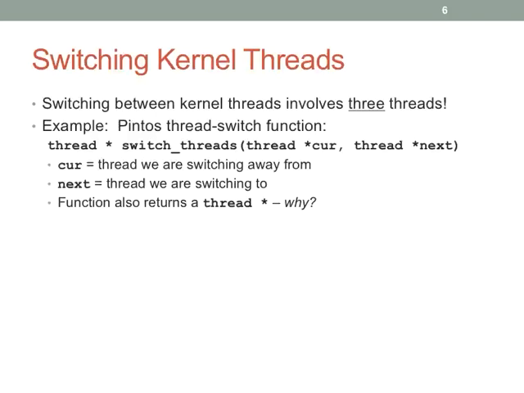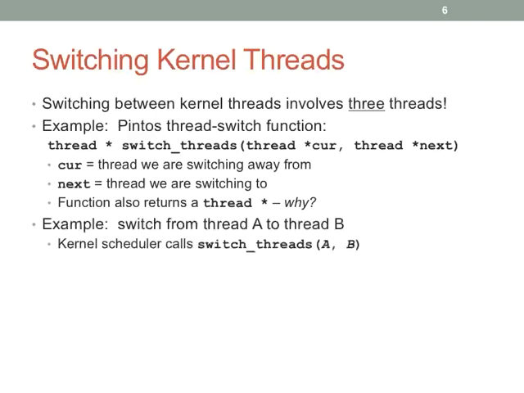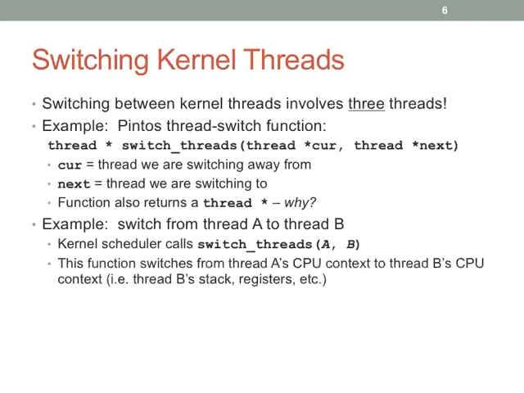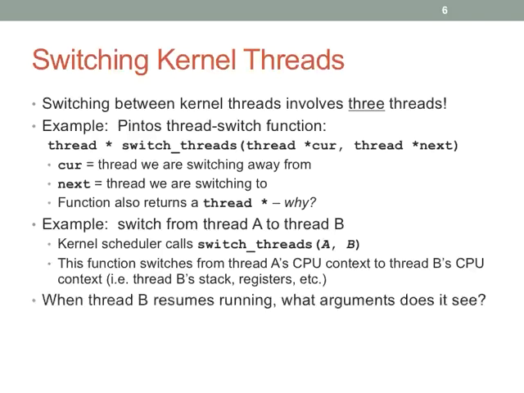Because remember, we have a certain machine context when we enter this function, and then when we leave, we're in a different machine context. So what does that other machine context have for switch threads? So notice I switch from thread A to thread B, so I call switch threads A, B. This is not necessarily exactly how the code would look, but we're just illustrating. And so the function switches from thread A's context to thread B's context, which means the stack changes, the registers change, and so forth. Now we're switching from one kernel stack to another kernel stack. We're still in kernel mode. So when thread B resumes running, we're still inside switch threads, but what arguments does thread B see on switch threads?